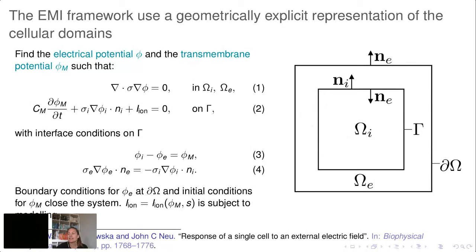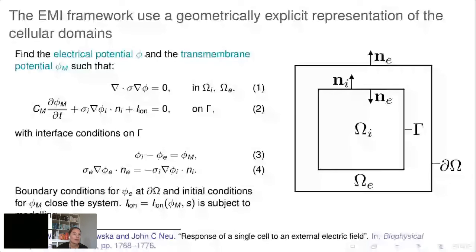And in the IMA equations, we aim to find the electrical potential phi and the transmembrane potential phi m, such that 1 and 2 hold. Equation 1 here is the Poisson equation for the potential, where sigma is the electrical conductivity, whereas equation 2 states that the rate of change of the membrane potential is proportional to the current flowing across the membrane. And finally, we have interface conditions at the interface gamma, defining the membrane potential, and also stating that we require continuity of the flux or the currents crossing the membrane.